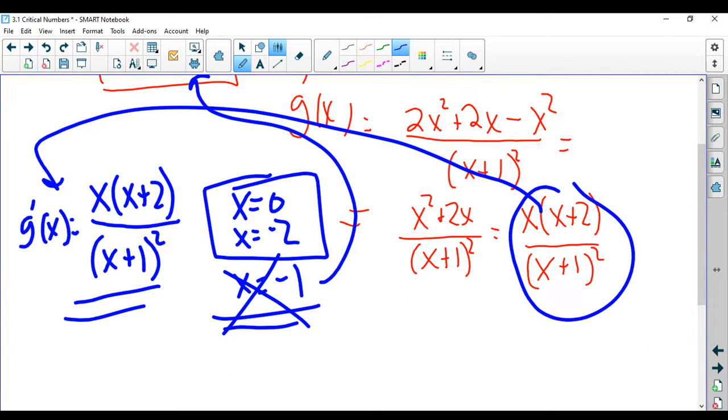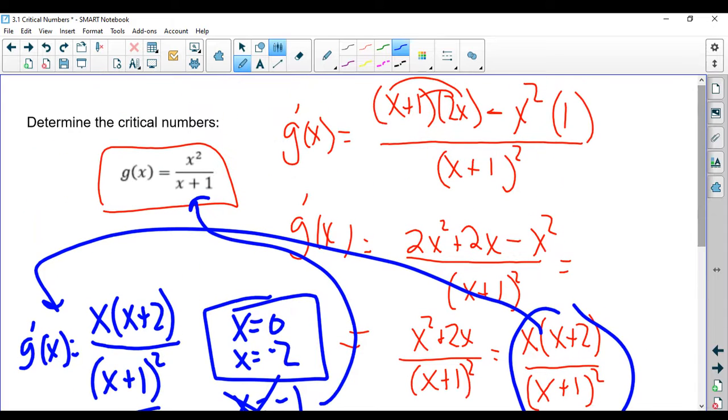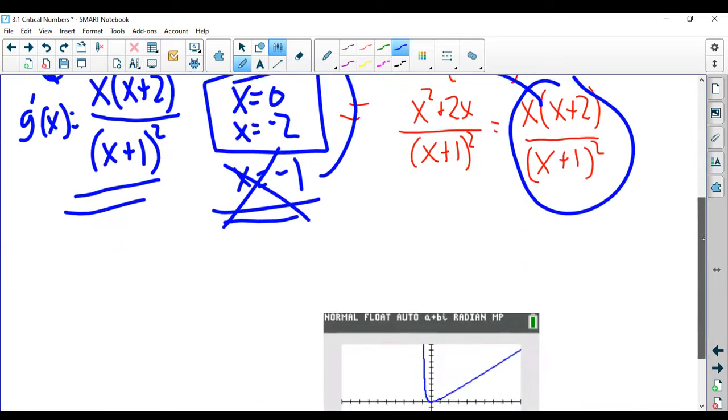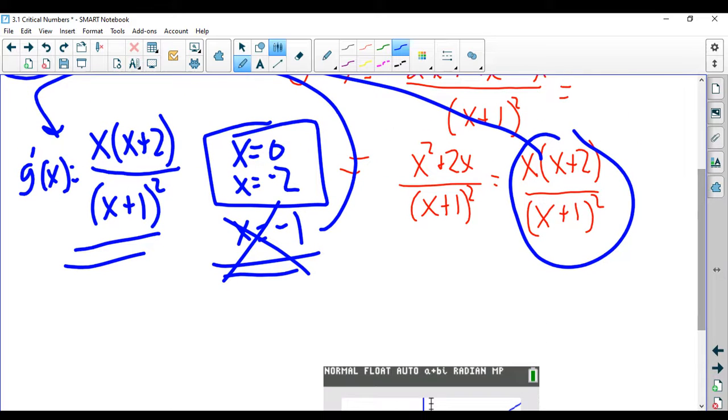Actually, you can identify it immediately as a vertical asymptote. This is where the bottom equals 0. So the vertical asymptotes are not considered critical numbers because they don't exist in the function. So again, the answer to this question for critical numbers are just x equals 0 and x equals negative 2.